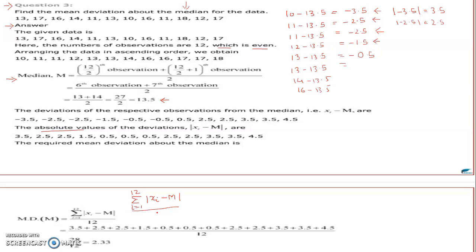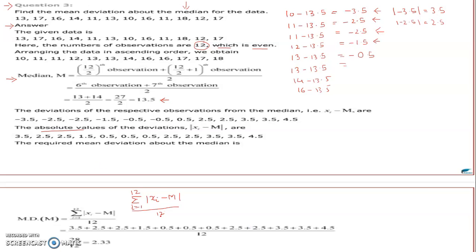So what is the value of n here, students? 12. See here, how many observations were there? 12. You can see carefully, 12. That is what I'm explaining. Summation means what, students? Add. So now add these values: 3.5, 2.5, 2.5, 1.5, 0.5, 0.5, and so on, adding all these values, divided by 12.